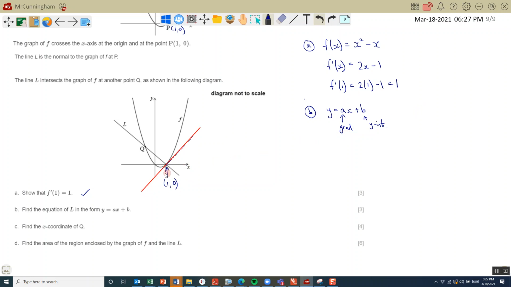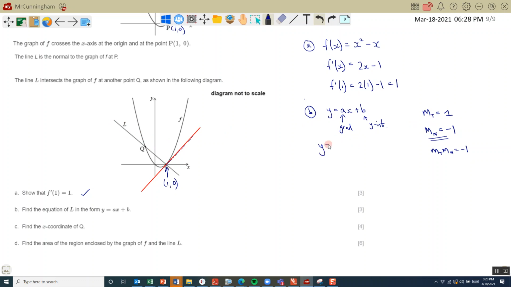So the gradient of the tangent is equal to positive 1. That means the gradient of the normal then is, well, you flip it, so 1 over 1, same thing, and then change the sign, negative 1. And we can also confirm that, if you remember the formula, the gradient of the tangent multiplied by the gradient of the normal always has to equal negative 1. So if I put these in, 1 times negative 1 is negative 1. Alright, so the gradient of line L, which is the normal, is negative 1.